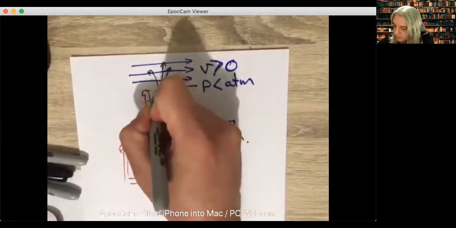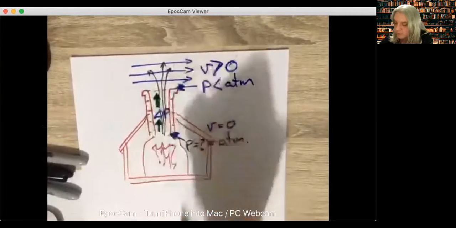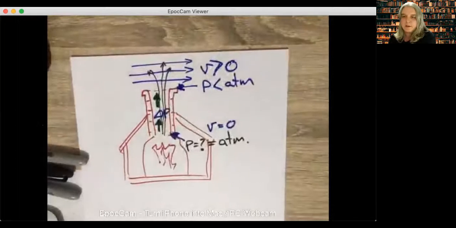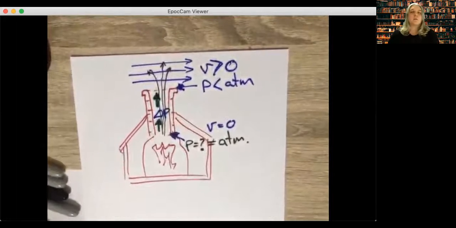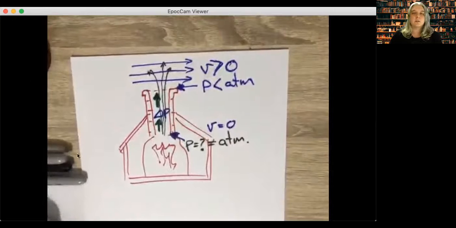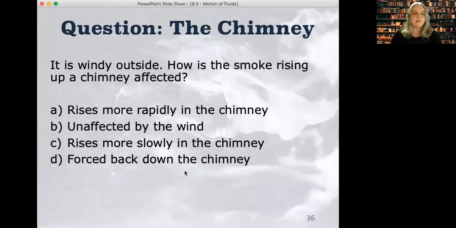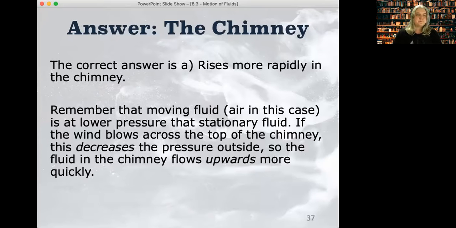So there will be a force upwards on the smoke rising in the chimney. So after all of that discussion, we'll jump back to our slides. The answer is A, it will rise more rapidly in the chimney. You may have come to that conclusion very quickly and not needed as long as I took to explain it, but hopefully following along with that explanation leaves you with no doubt that the smoke will in fact rise more quickly up the chimney.